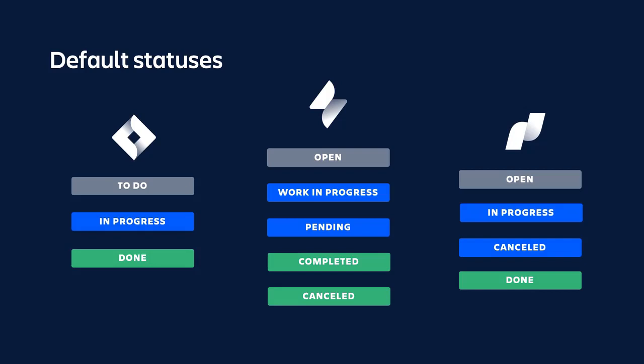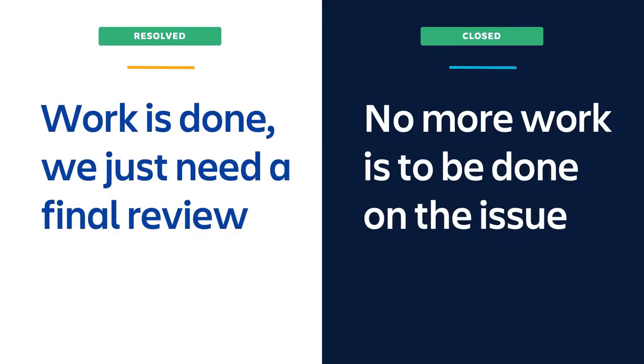For example, when you create a new project in Jira Software, it will use different workflows to a Jira Service Management project. In some workflows, you might see the statuses resolved and closed. The difference between these two statuses is not obvious, so let's define that here. Usually, the resolved status means that work has been done on the issue, but a final review is needed. When this review is complete, the issue can be transitioned to the closed status.